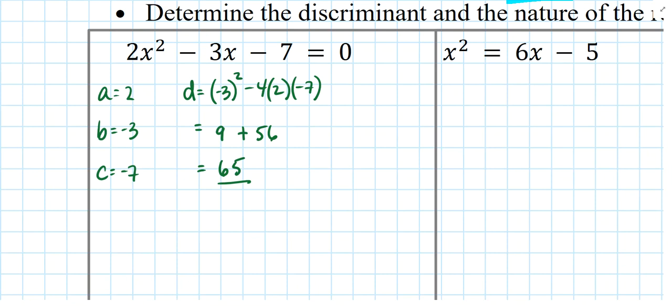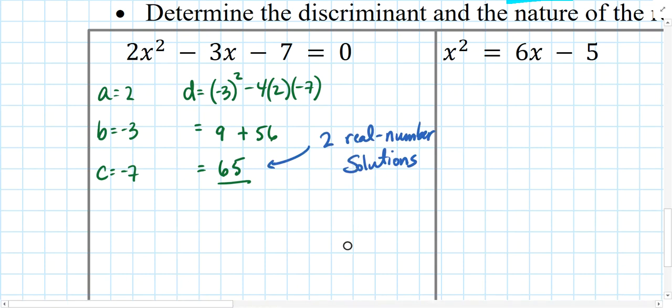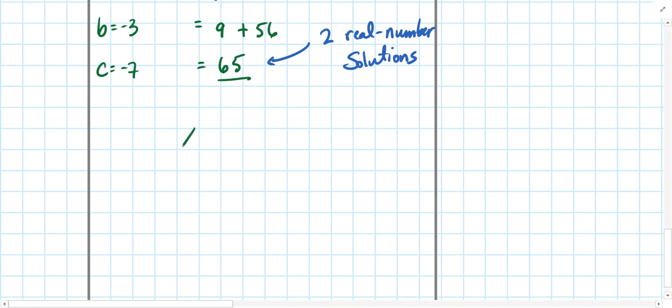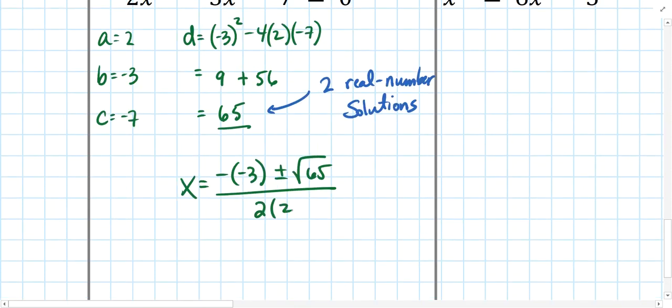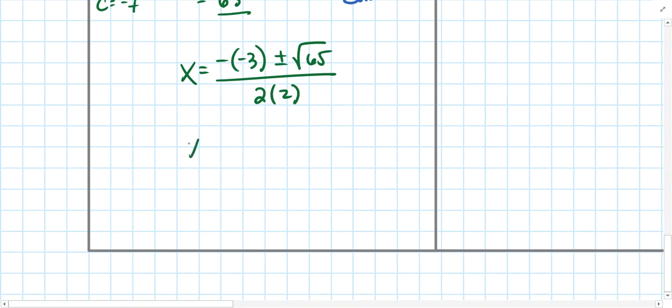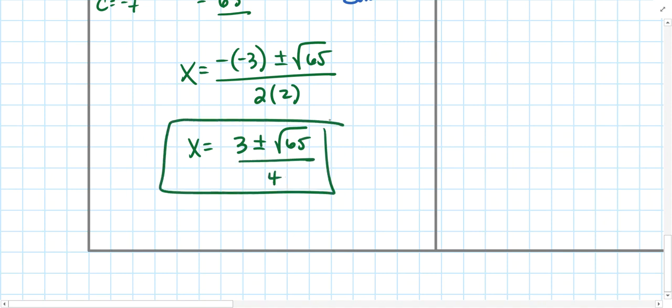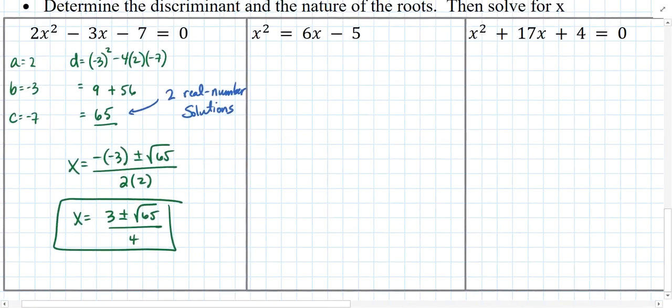Since the discriminant is positive, I know we will have two real number solutions. We can now identify them very quickly. If needed, we would compute the decimal equivalents at this point.